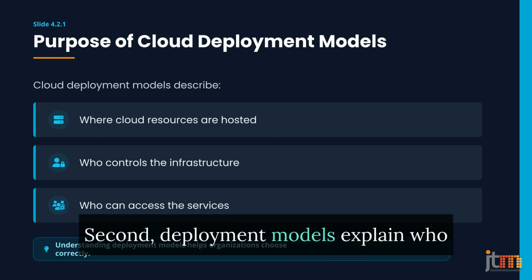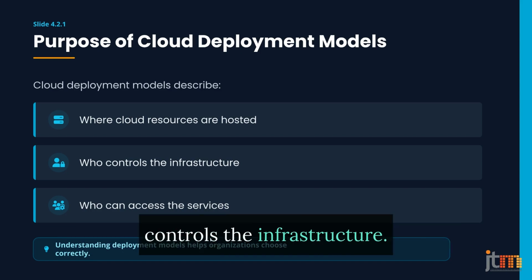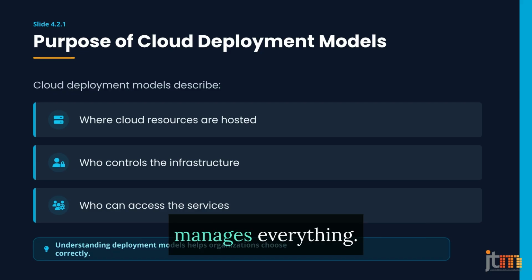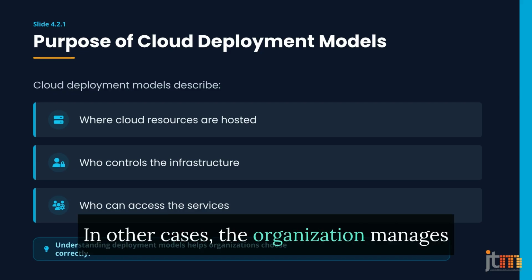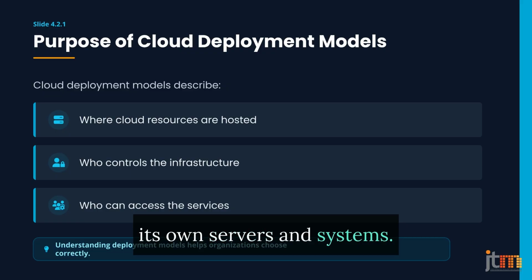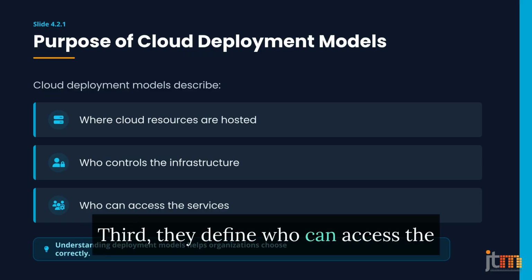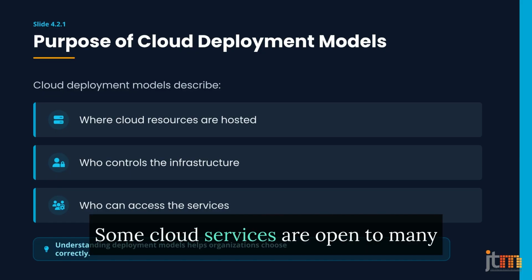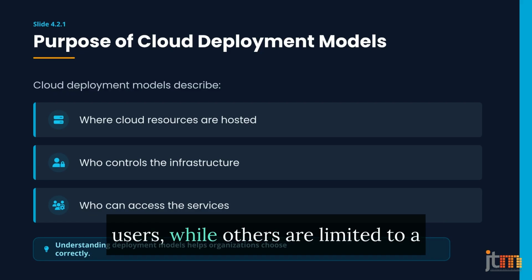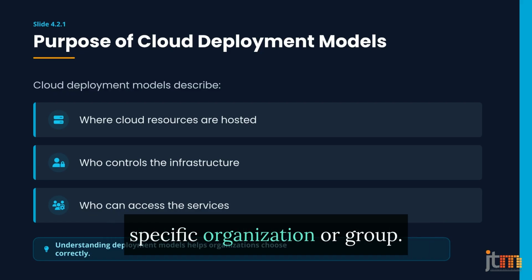Second, deployment models explain who controls the infrastructure. In some cases, the cloud provider manages everything. In other cases, the organization manages its own servers and systems. Third, they define who can access the services. Some cloud services are open to many users, while others are limited to a specific organization or group.